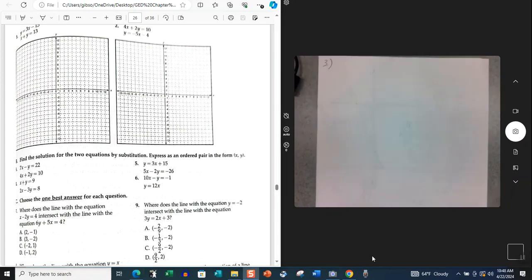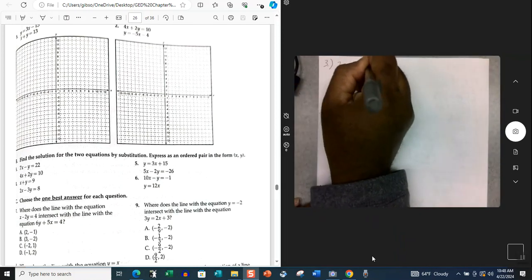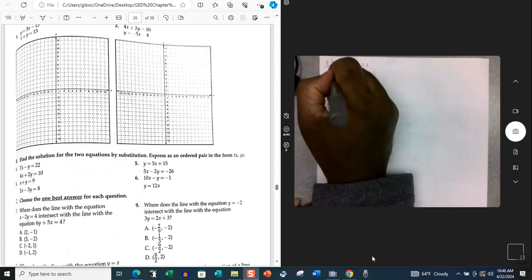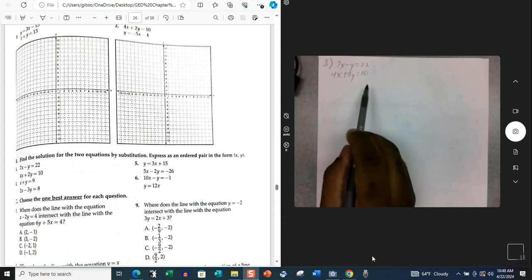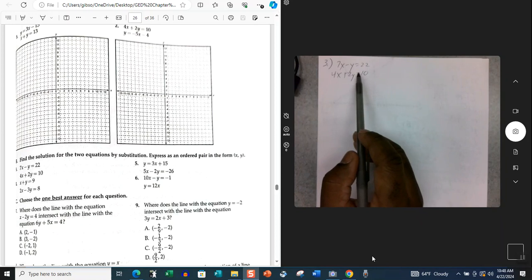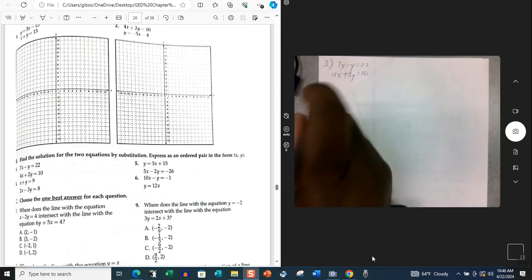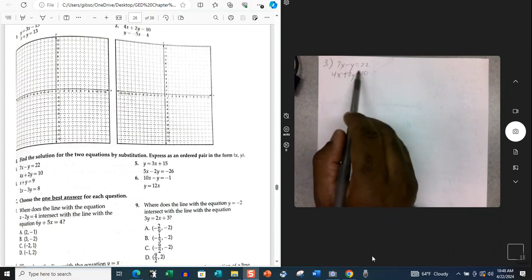Down to number 3, we did a graphing problem. So now we're going to go on to a substitution problem. So we have 7x minus y equals 22, and 4x plus 2y equals 10. Now, to do substitution, one of these variables has to be by itself. Now myself, what I would do, if I have a variable that only has 1 or negative 1 as its coefficient, I would use that equation to isolate a variable by itself.